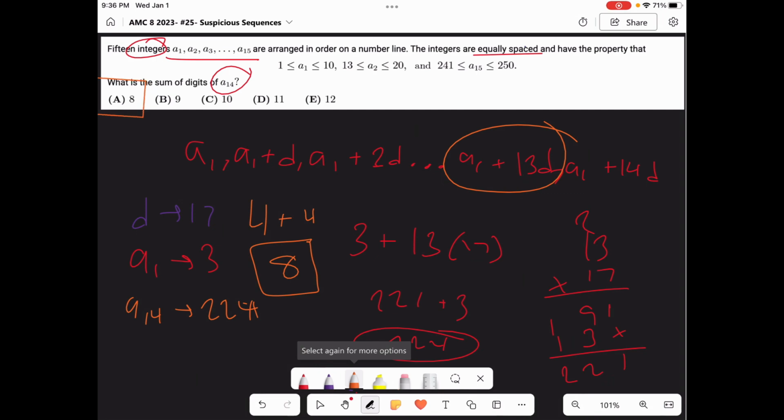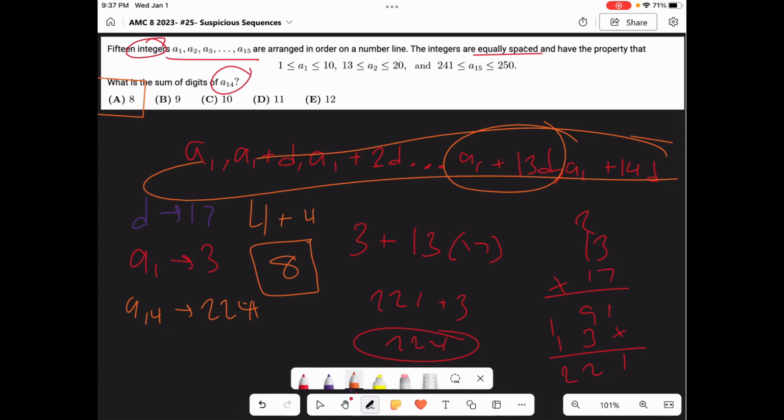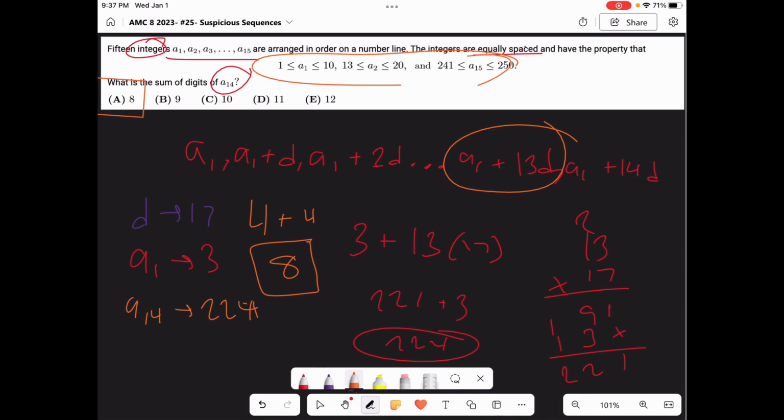So I hope you guys enjoyed this AMC problem, and it was pretty tricky, right? Because we didn't really get many numbers, but by noticing key information such as integers and equally spaced, we can rewrite this as a Diophantine equation, and we can use this common difference to find the possible terms within these given ranges to narrow it down to just one term in each category to figure out A14.